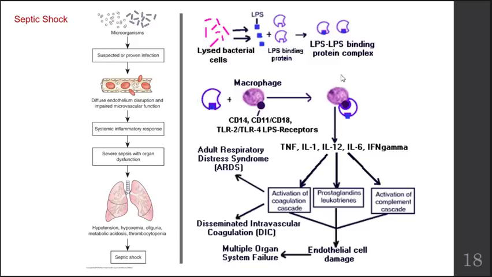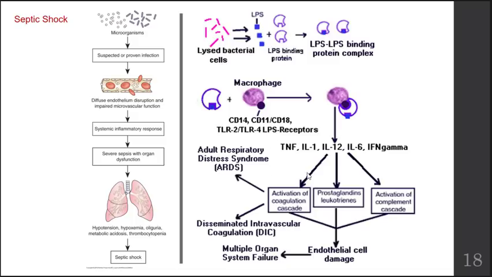LPS can enter the bloodstream and travel to tissues where it will activate macrophages everywhere. And so here's showing you the lysed bacteria, the release of LPS, and the effect that LPS can have on macrophages, which is activating them everywhere. So many cytokines are released, affecting many organs in the body.